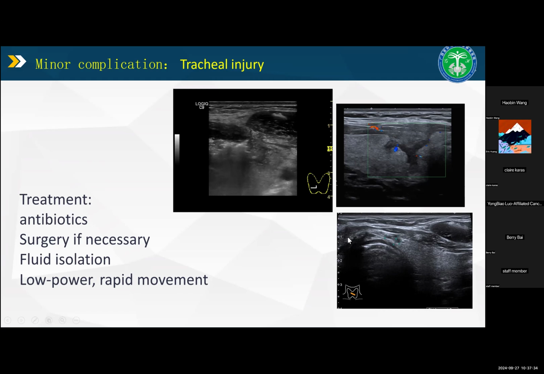And the patient basically healed after about a week of anti-inflammatory treatment, but we can still see that there is adhesion and damage between the patient's thyroid gland and muscle. And then the patient was re-examined about half a year later, and it was basically absorbed.